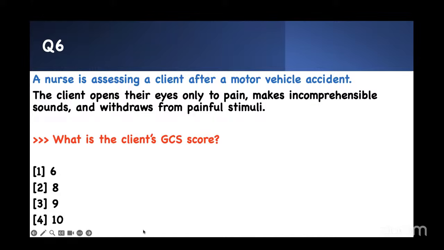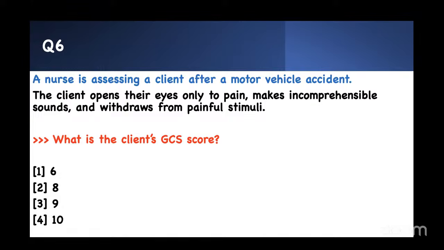Just go through each step and circle the keyword. Look at the eyes, pain. What would you assign it? Look at the speech. It said incomprehensible. What would you assign it? Look at the withdrawal from pain. That's the motor function. What do you assign it?